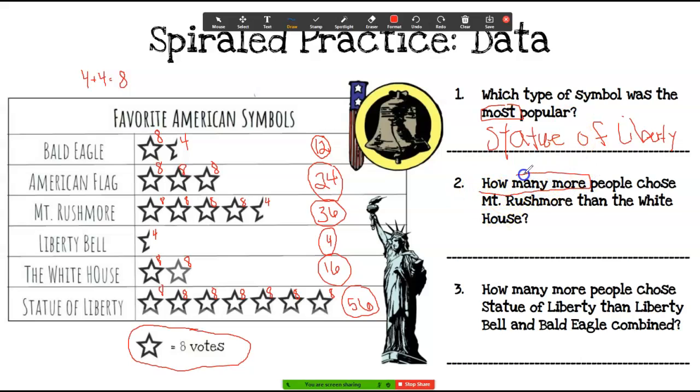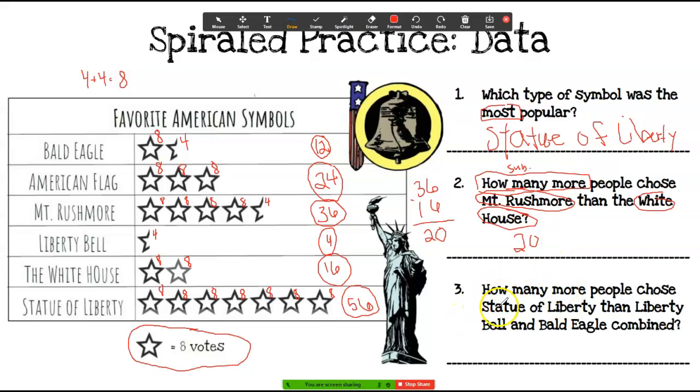How many more people chose Mount Rushmore than the White House? So we have how many more, which means we are subtracting. Make sure you look for those keywords. And we're looking at Mount Rushmore and the White House. So Mount Rushmore, we tallied to have 36, and the White House, we tallied to have 16. So I'm subtracting 36 minus 16. I know I'm subtracting because of the words how many more. 6 minus 6 is 0. 3 minus 1 is 2. So my answer here is 20.